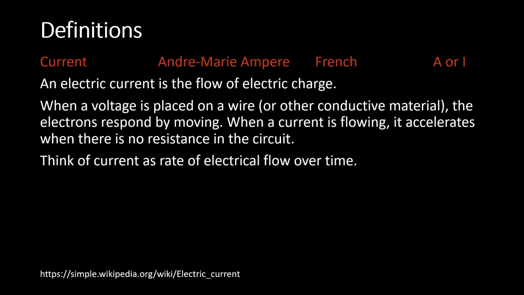The second term we're going to look at is current. Current is the actual flow of the electric charge. When a voltage is placed on a wire or other conductive material, the electrons respond by moving. When a current is flowing, it accelerates when there is no resistance in the circuit. And you can think of current as the rate of electrical flow over time.